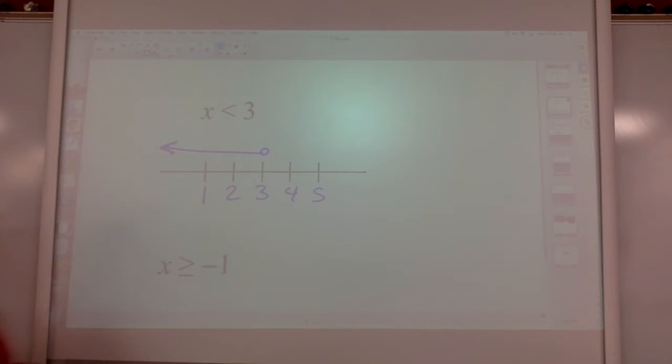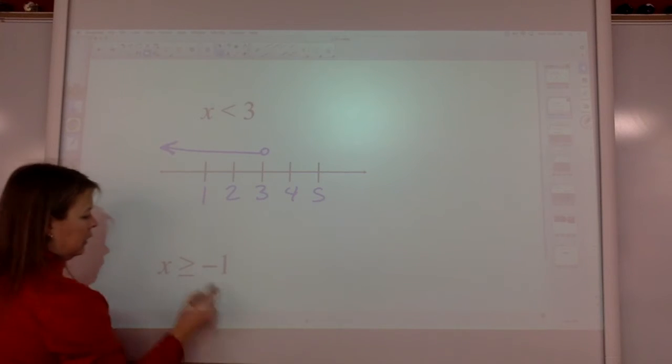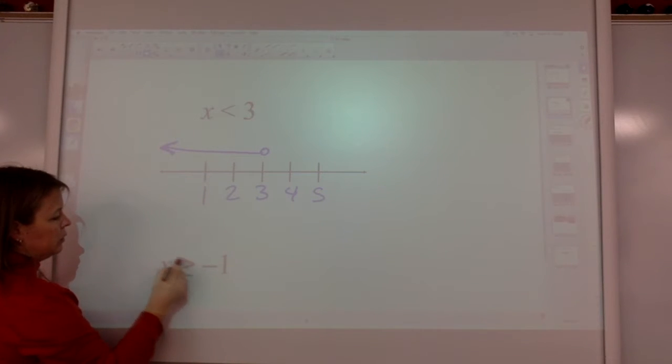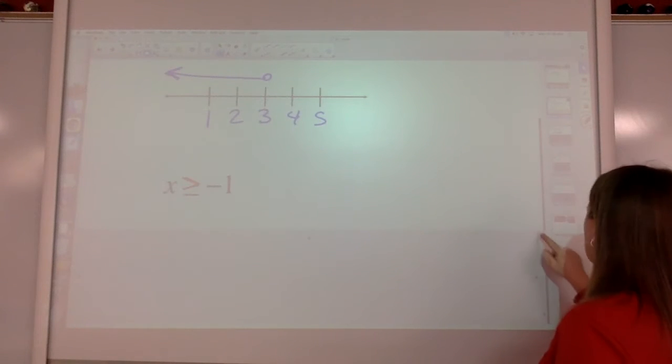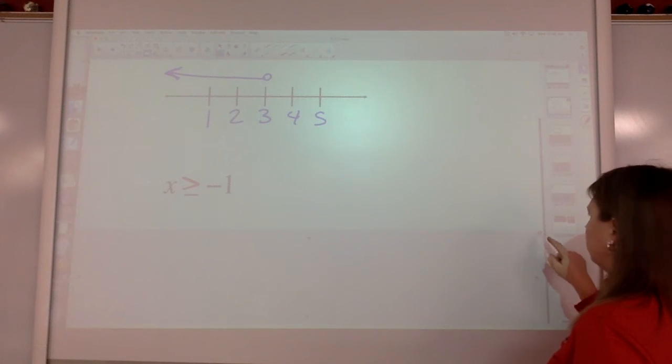Next one, x is greater than or equal to negative 1. Go ahead and write it down. Greater than or equal to, you know that it's greater than because it's pointing right, or pointing towards bigger numbers on a number line.